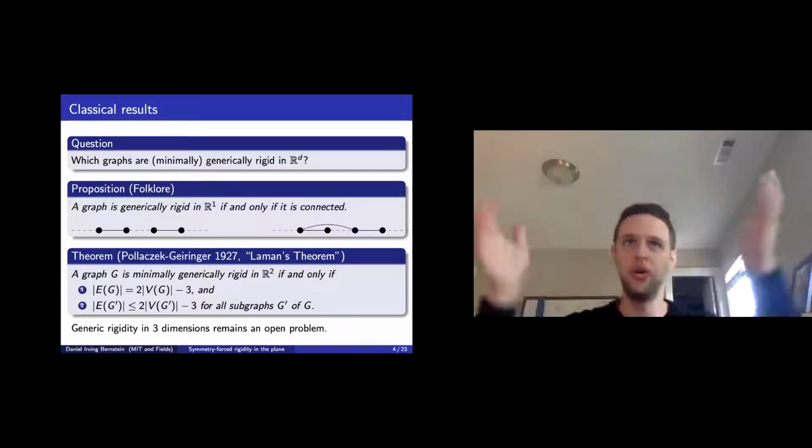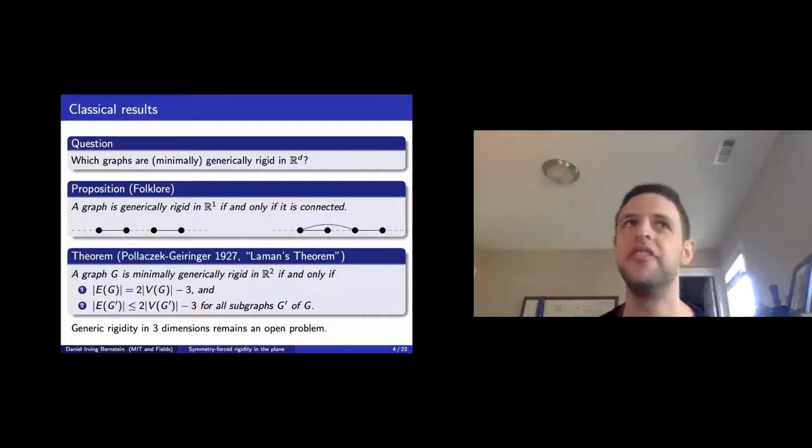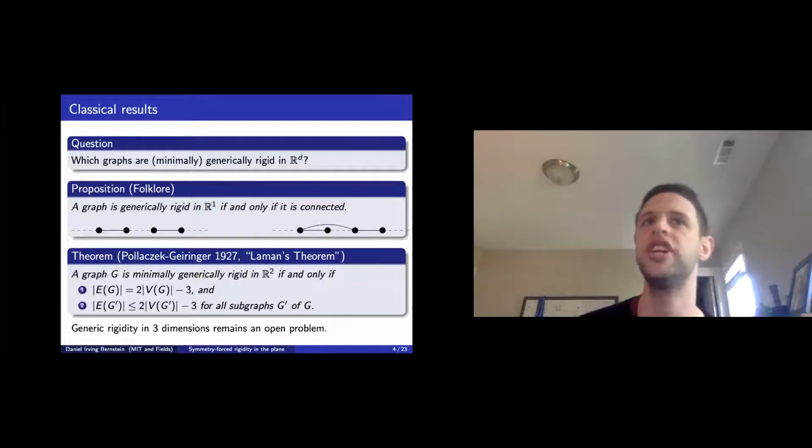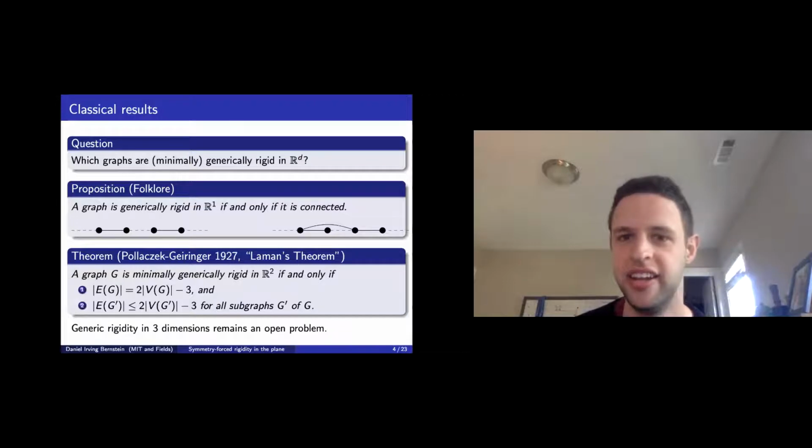All right, so here are some classical results. The big overarching question is, which graphs are minimally generically rigid in R^d? And it is a folklore proposition, which you can probably see intuitively, that a graph is generically rigid in R^1 if and only if it's connected.